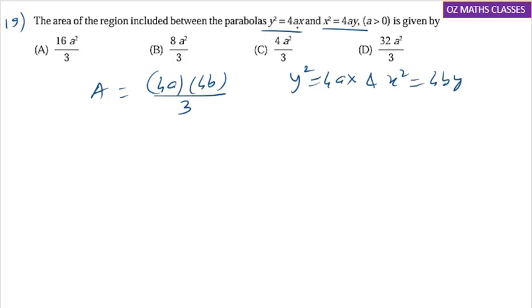Here, a is used in both the curves, so replace b by a. So the answer is 16a square by 3. Remember this: the area between the parabolas y square equal to 4ax and x square equal to 4by is 4a into 4b upon 3, and here it is 4a into 4a by 3. So the answer is 16a square by 3, first option.